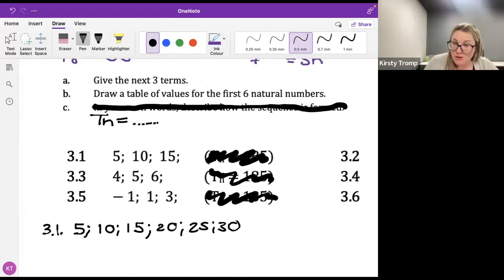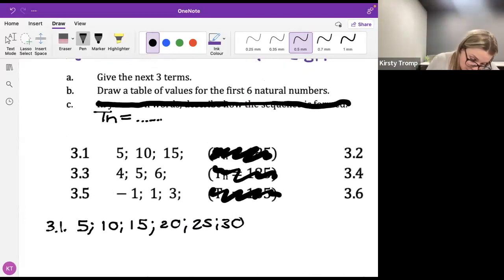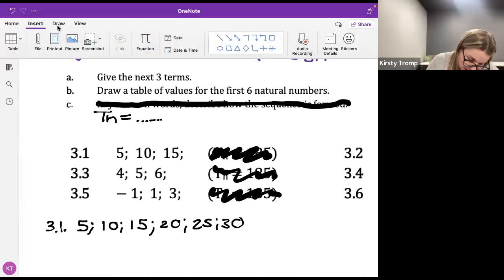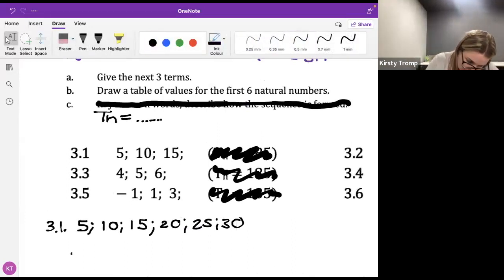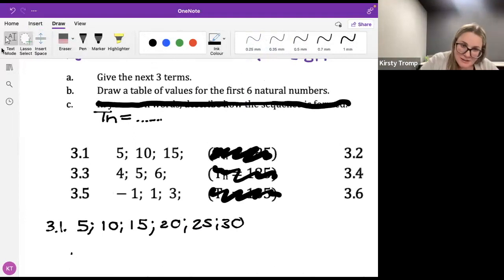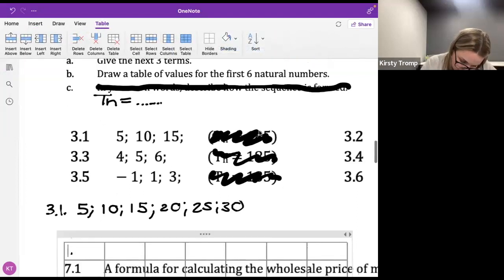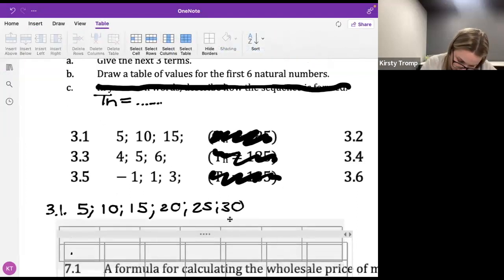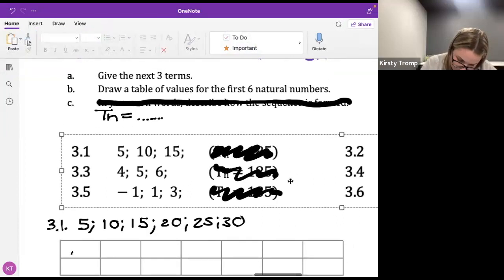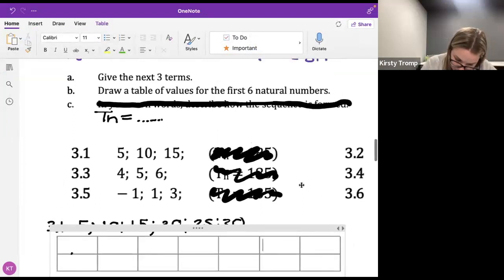The next thing they wanted me to do is draw a table, guys. I'm going to try and make my table nice and neat for you so that it's not a mess, because of course you're going to draw it with a ruler. So there is my nice, neat table, drawn with a ruler, of course.